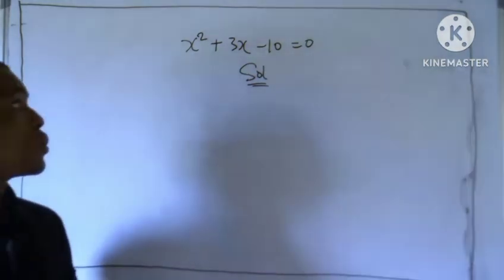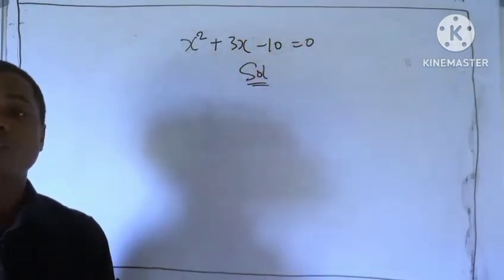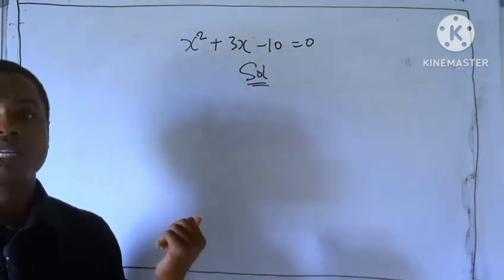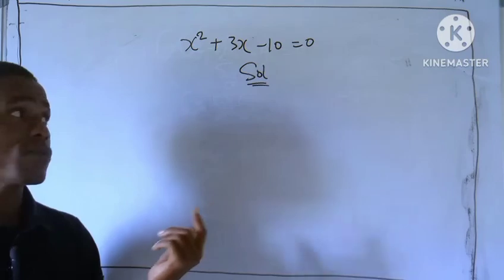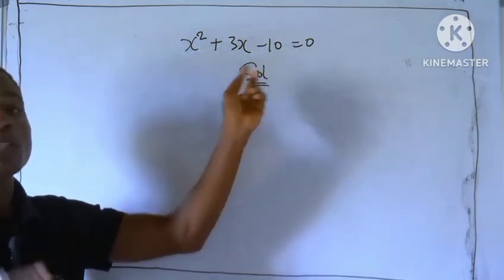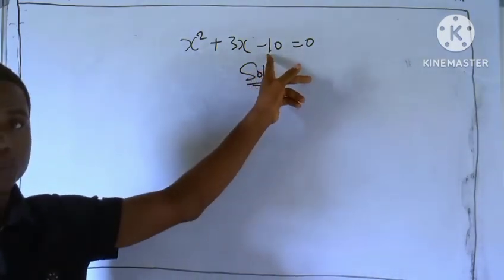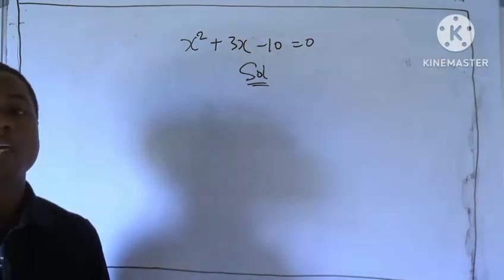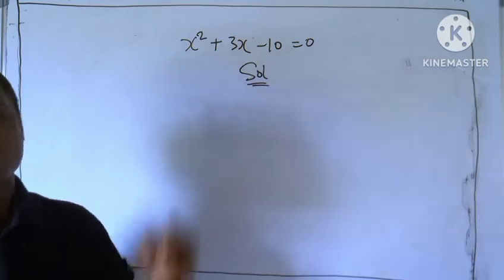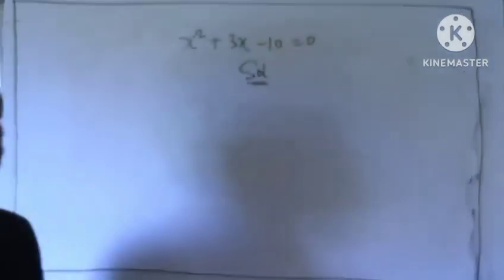So, solution. In case you are given a similar equation in this form, and you are asked to use the factorization method, the first thing you need to identify is two numbers. You identify two numbers, okay, in such a way that when you multiply those two numbers, the answer will be minus 10. Are you getting it? At the same time, if you add up the same two numbers, the answer will be plus 3x. Are you getting it?